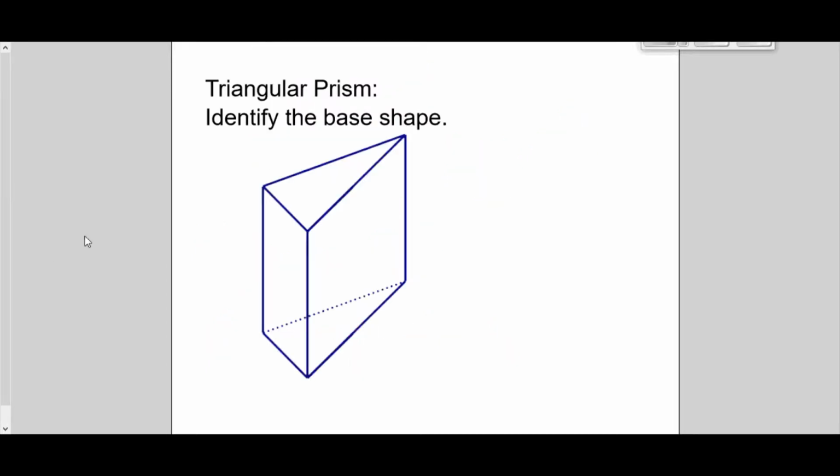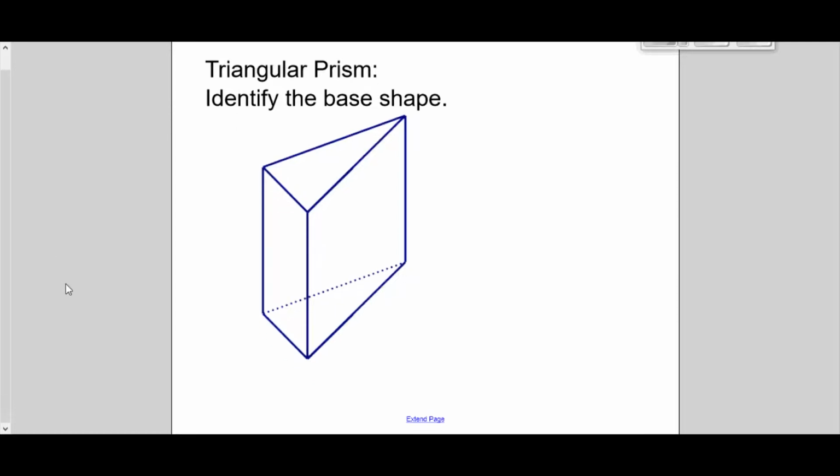The next type of prism is a triangular prism. So in a triangular prism, the base is a triangle. So remember, the bases are parallel to each other. It means they're never going to cross. So here's the triangle down here. This is my base of the shape. And then the parallel side is up here.